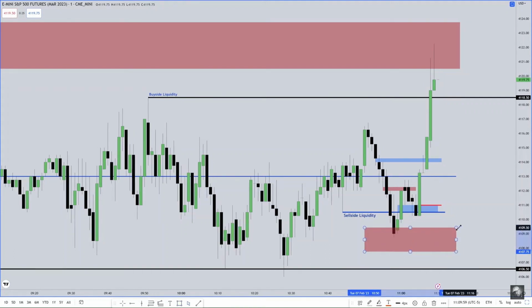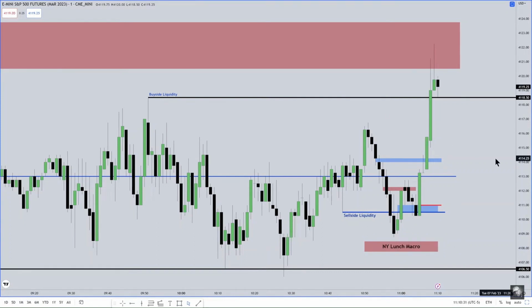Study what price is doing. Annotate your chart like that. And you want to study when the market's consolidating. You're going to get that price run between 10:50 and 11:10.